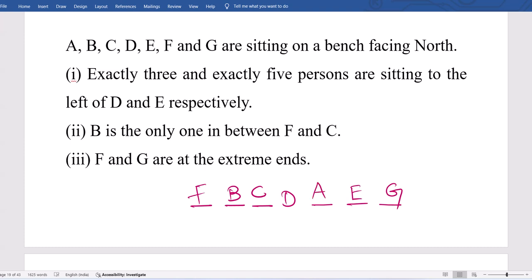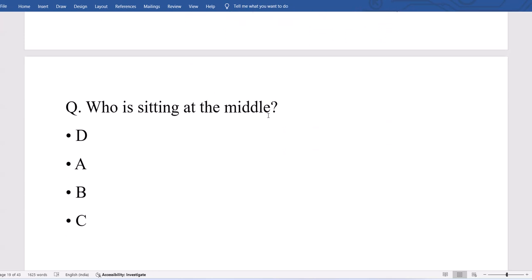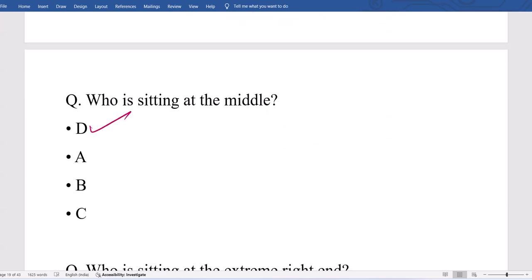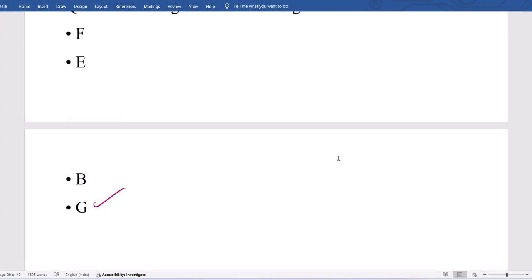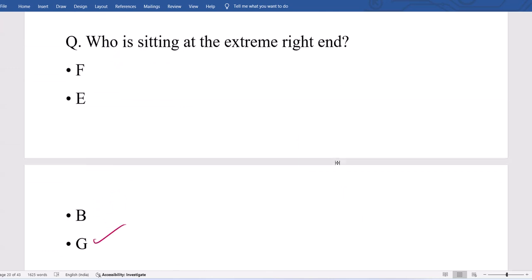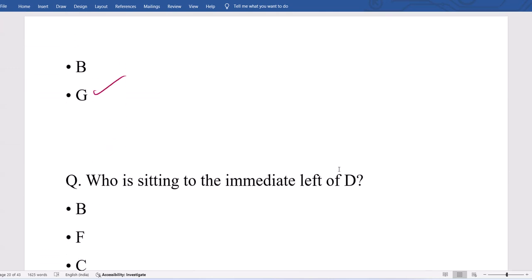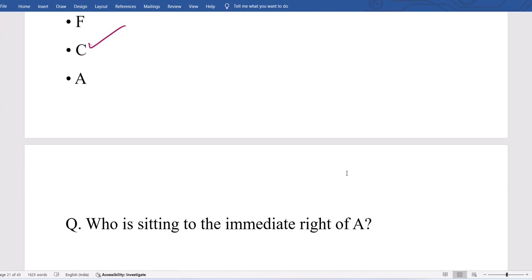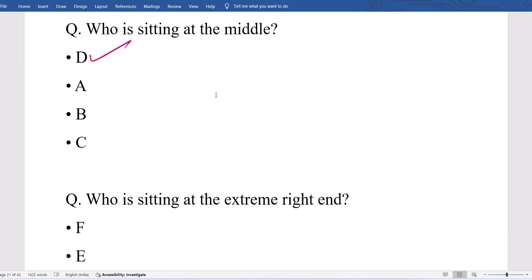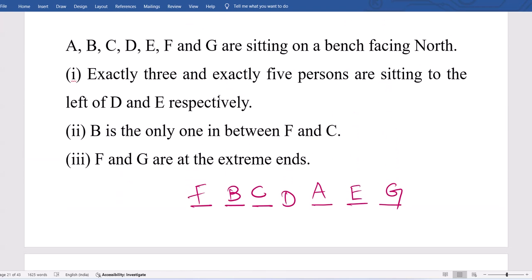Now question, who is in the middle? Who is in the extreme right end? Middle is D. Extreme right end, G. Okay, there is another question. Immediate left of D, C. C is immediate left of D. Who is immediate right of A? Immediate right of A is E. So see, hardly 2 lines, arrangement done, different types of questions.